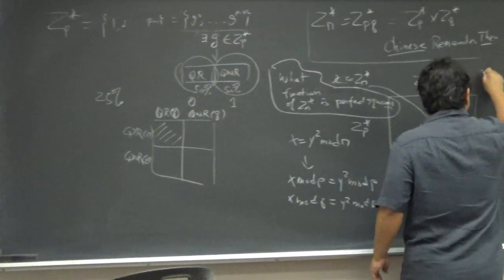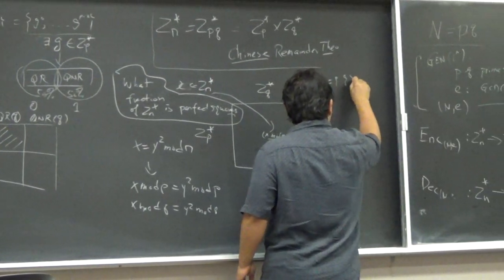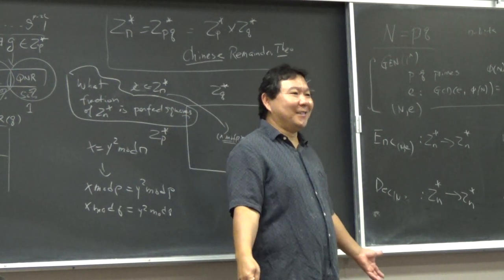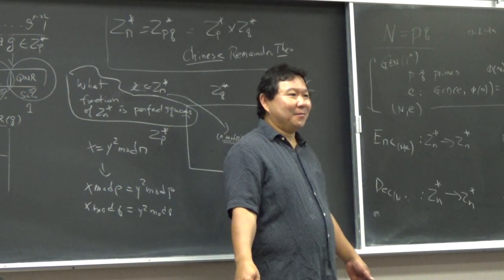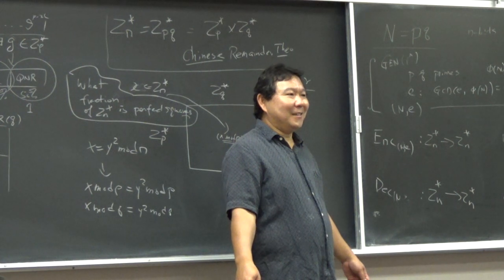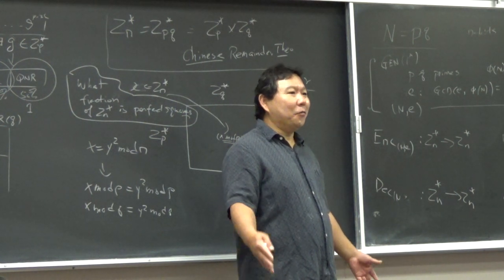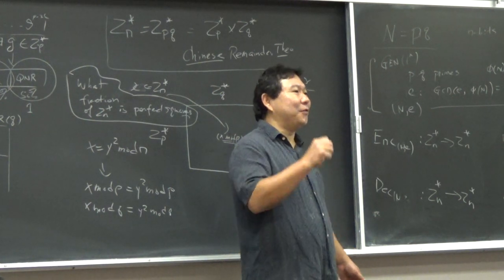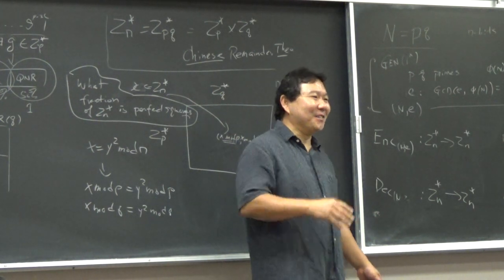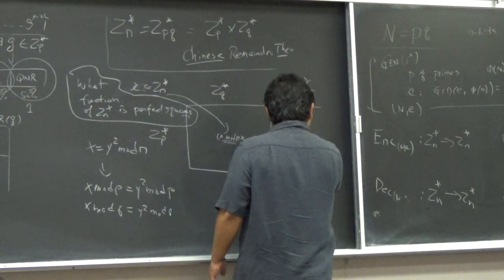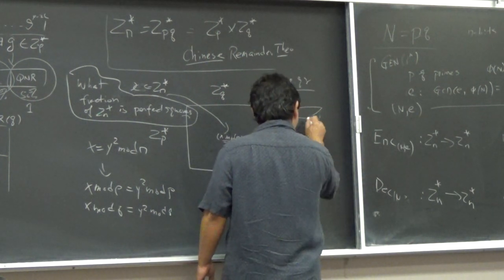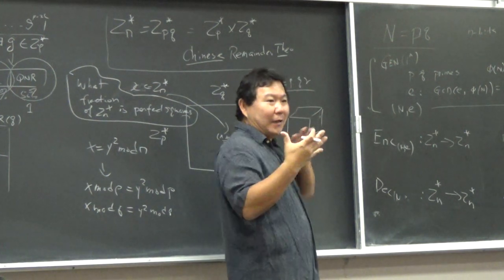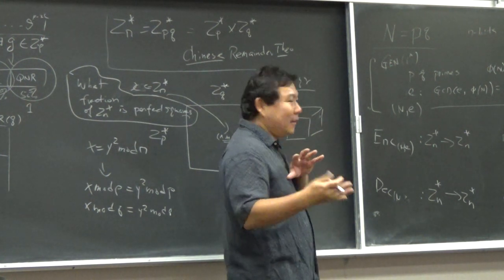Suppose n is equal to pqr, a product of 3 primes. How many perfect squares are left? It's 8%, which is 1 over 2 to the 3, right? So you can see what you build is really this table. The Chinese remainder theorem gives you this high dimensional representation of a number.